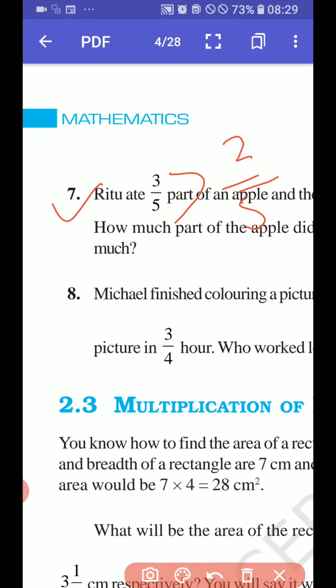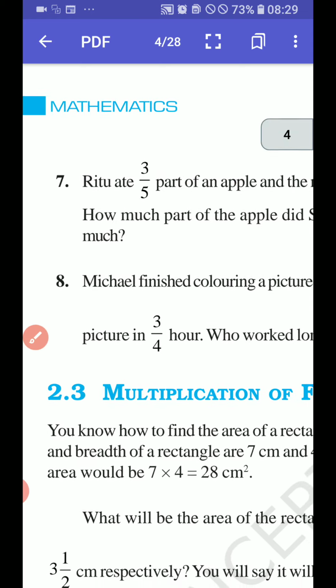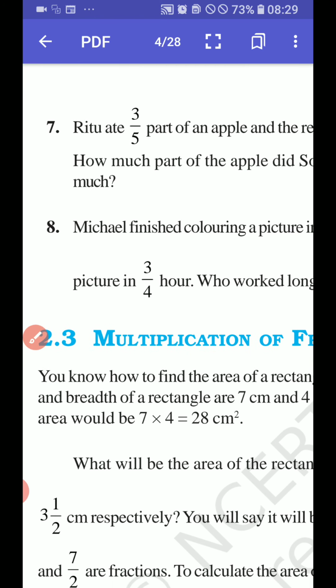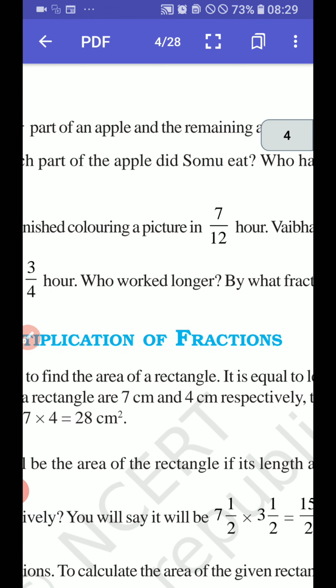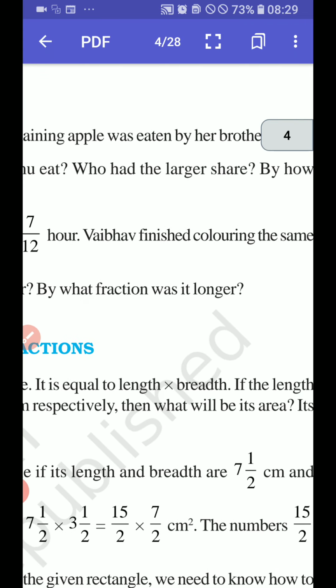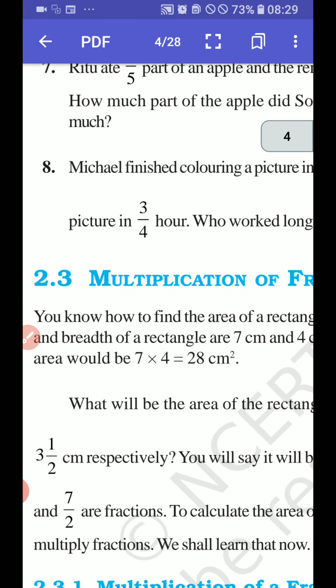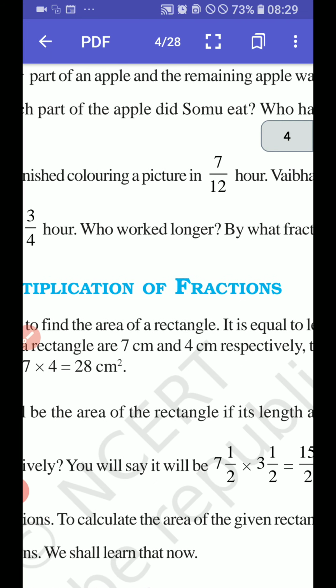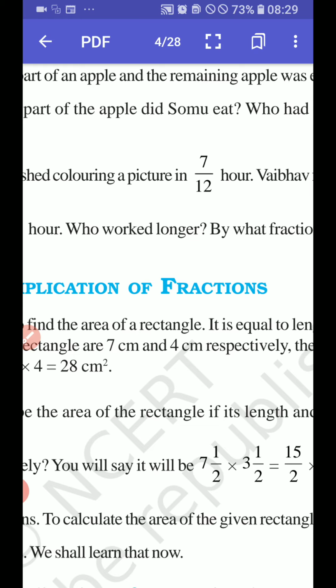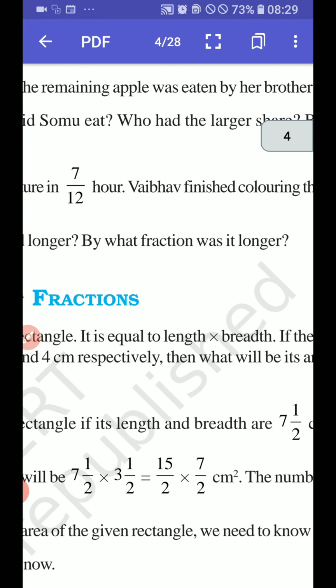Okay, come to question number 8, which is the last question of this exercise. Michael finished coloring a picture in 7 by 12 hours. Weber finished coloring the same picture in 3 upon 4 hours. Who worked longer? By what fraction was it longer? Right?